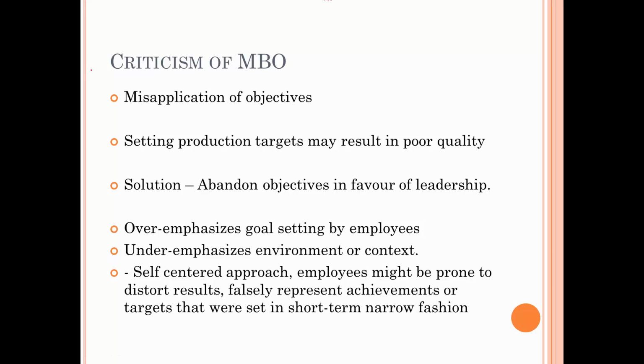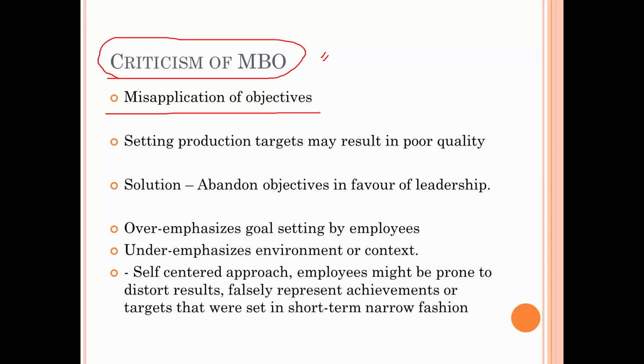Okay, for any theory, you should also always know both sides, positive as well as negative. MBO also has a lot of negatives. First is misapplication of objectives. Sometimes the objectives are not clearly defined because they have been formulated by a participatory process, and that leads to misapplication, meaning the right objectives are not adhered to. Then the second negative is that setting production targets may result in poor quality.